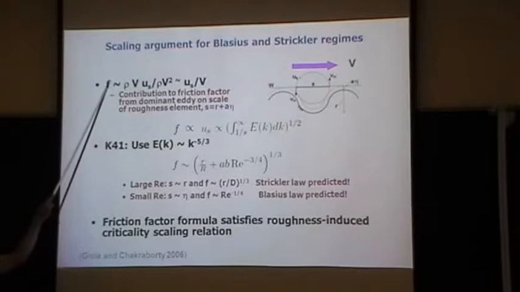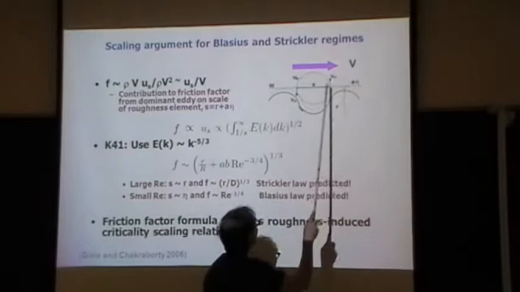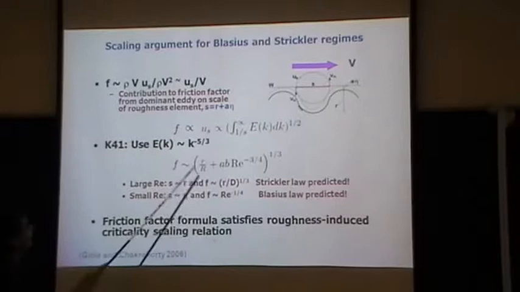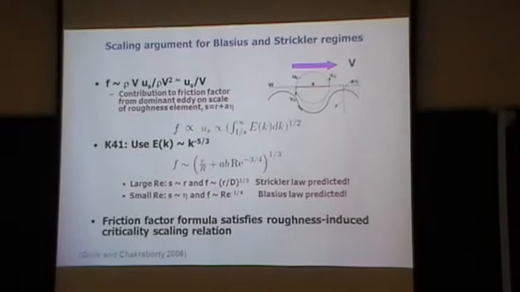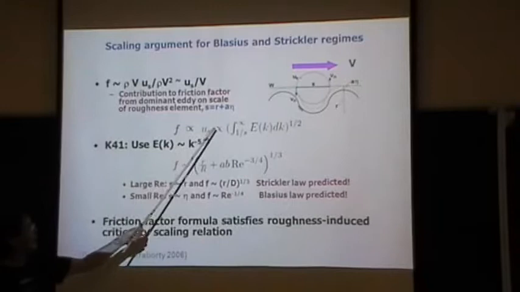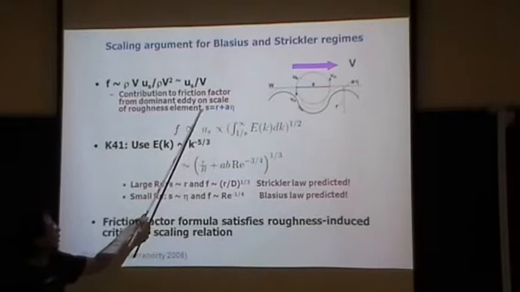So there's a mean velocity flow out here. There's a flow of the eddies inside this cove on a scale which is either R or the Kolmogorov scale. And then that says that the friction factor is rho v times vs over rho v squared, and so it's just vs over v. So our estimate of the friction factor is just the velocity at the scale S, determined by either the roughness or the Kolmogorov scale, in a way something like that.